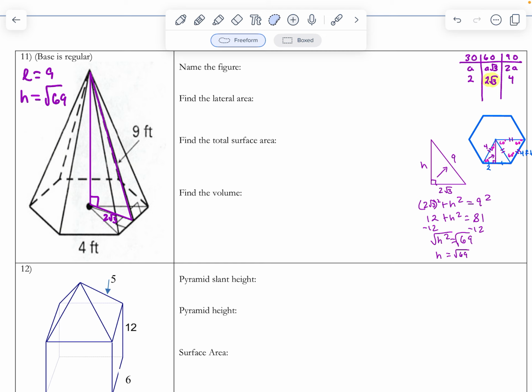So let's see if we can start labeling some of these. And I'm not going to finish the problem for you guys. Actually, I might. Yeah, let's do it. So let's just go over it. So it looks like, let's go ahead and name the figure. The name of the figure is a hexagonal pyramid.